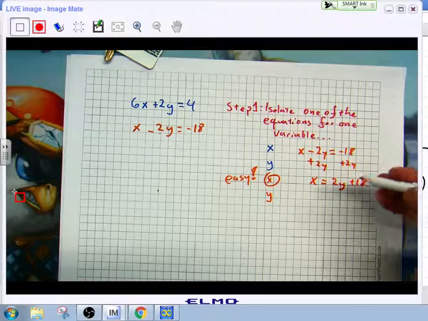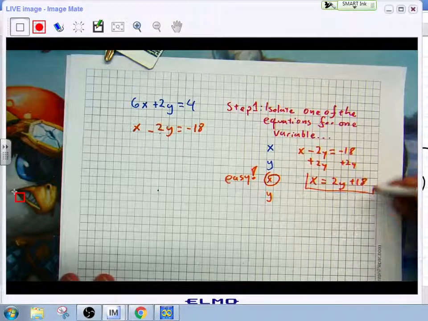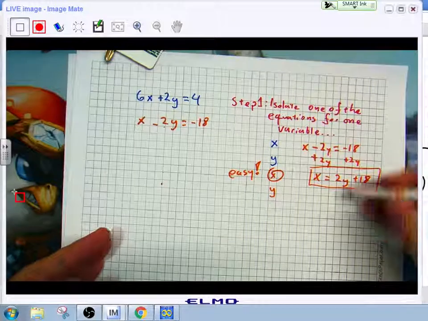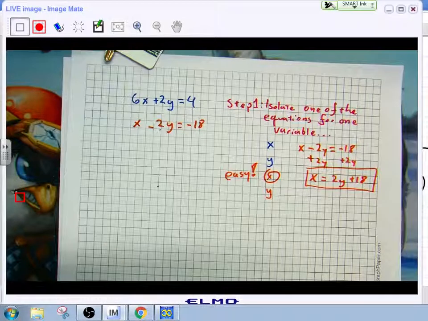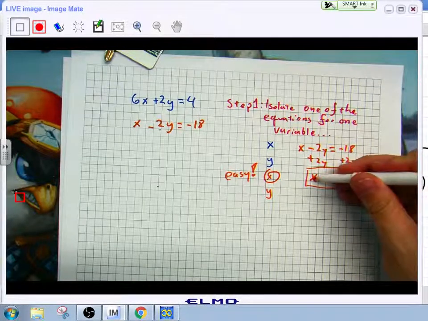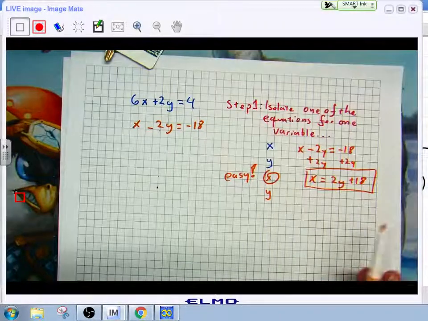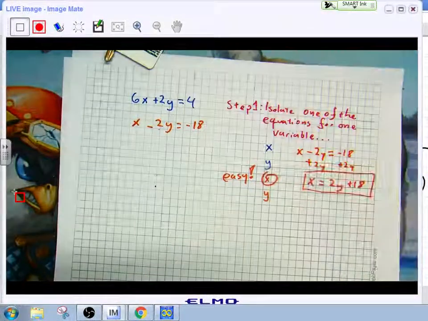All right. So now that I have this, I've rewritten the orange equation in terms of x. If you were wondering why we were doing literal equations so much, this is why. We need to know how to do this. So now, if this is x, I'm going to substitute this into my other equation, the blue equation.